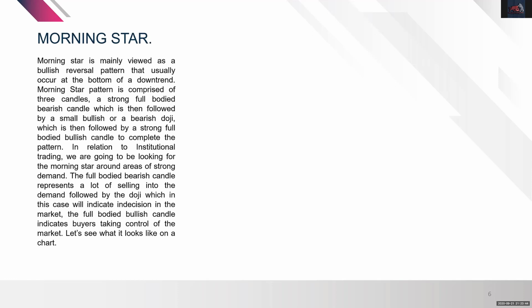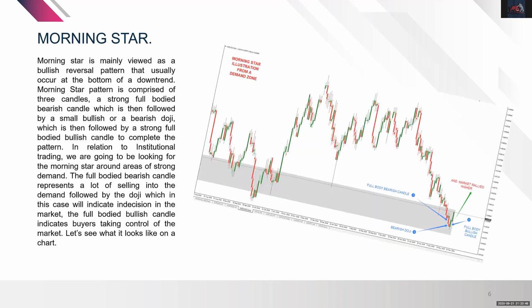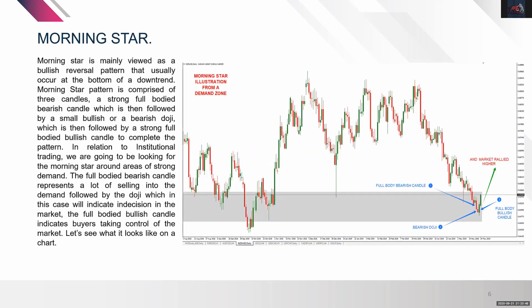A Morning Star pattern is comprised of 3 candles. Number 1, you are going to see a strong bearish candle to the downside. You can see with the illustration there, candlestick number 1. So it's a 3 candle pattern. It has to have those 3 candles. The first candle is a strong full-bodied bearish candle, which is then followed by a small bullish or bearish doji, which is then followed by a strong full-bodied candle to the upside.